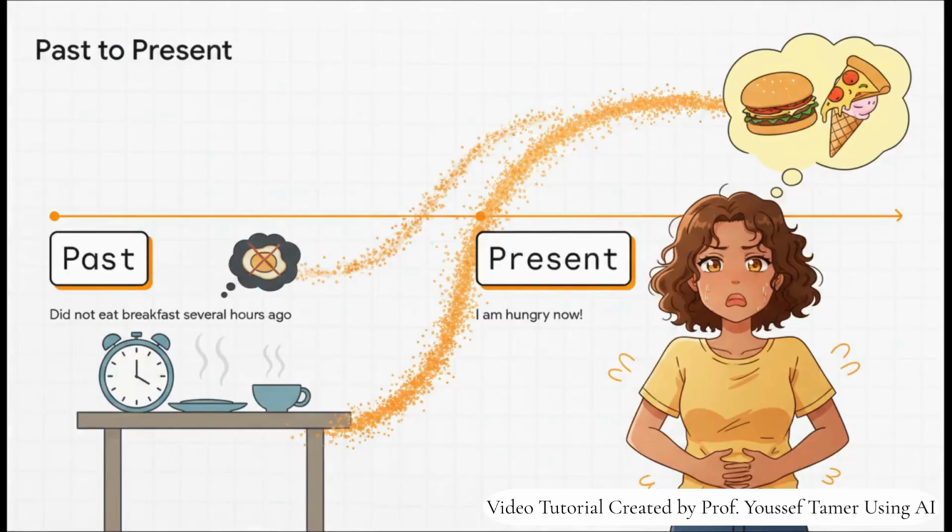When you map this out visually, the shift is pretty stark. It's like a giant puzzle where the pieces span across time. The cause lives entirely in the past. Several hours ago, no breakfast. The effect lives entirely in the present. Right now, I'm hungry. By visualizing this, you honestly just stop worrying about matching the tenses perfectly, and you start focusing on the actual logic of cause and effect.